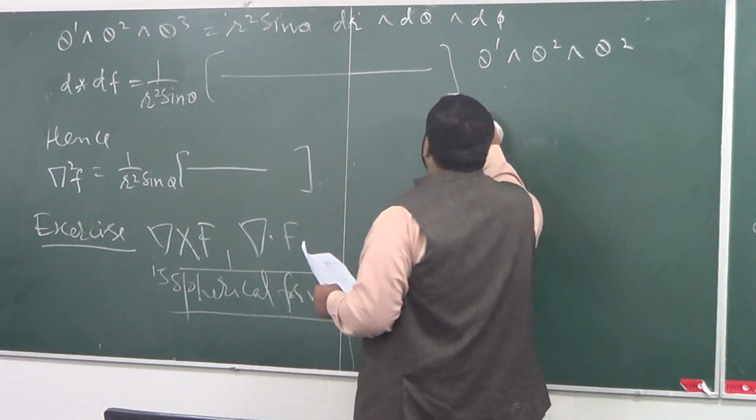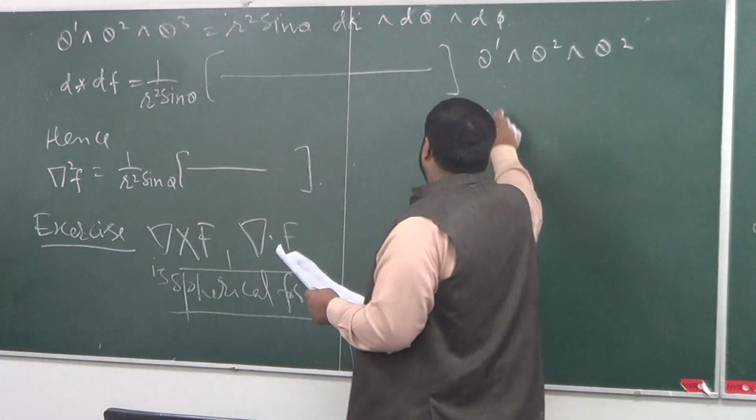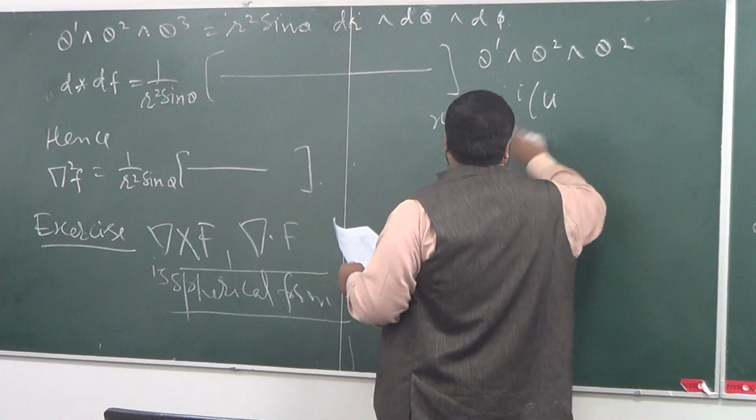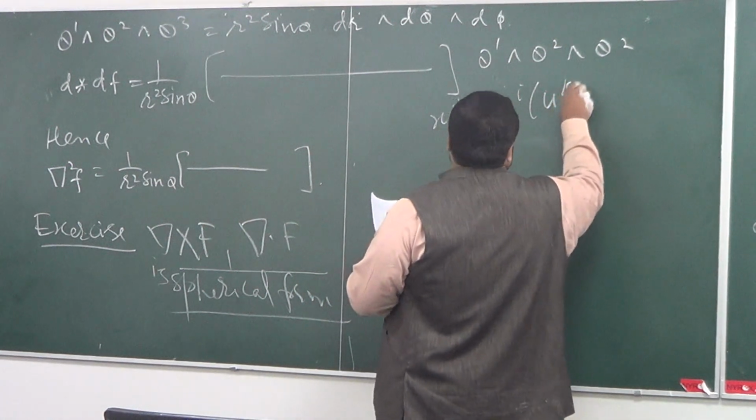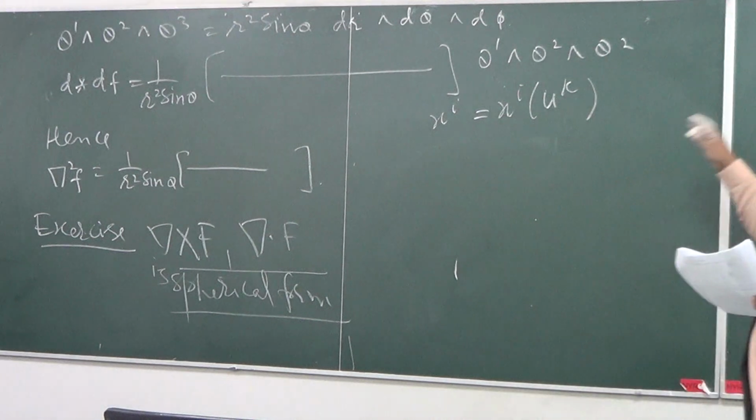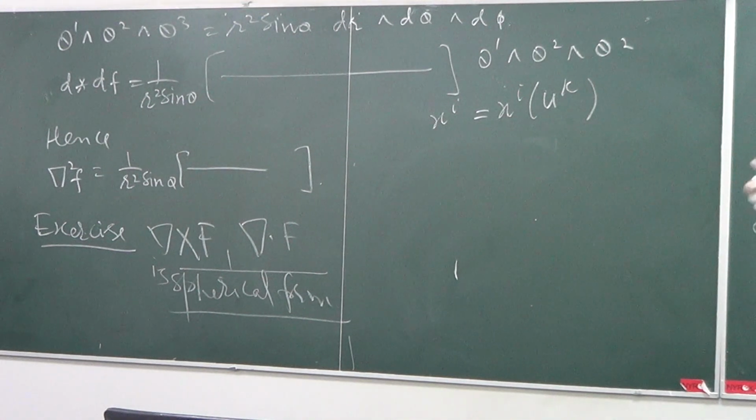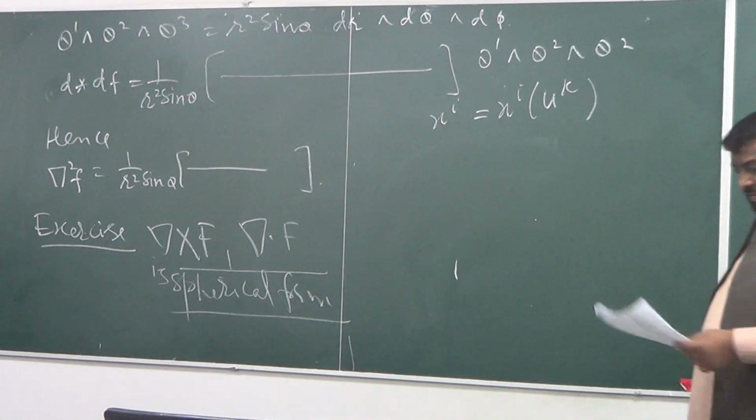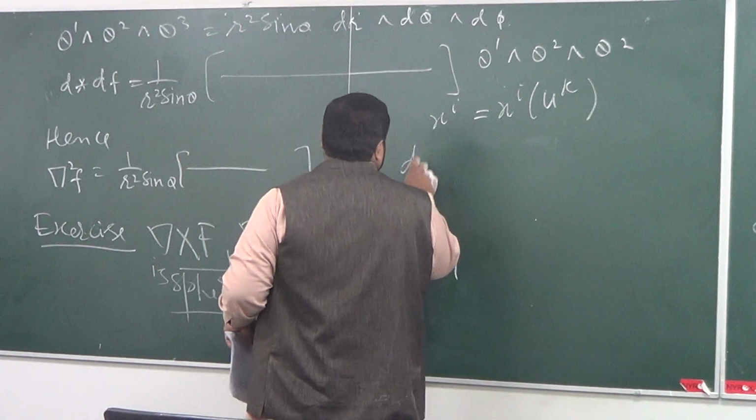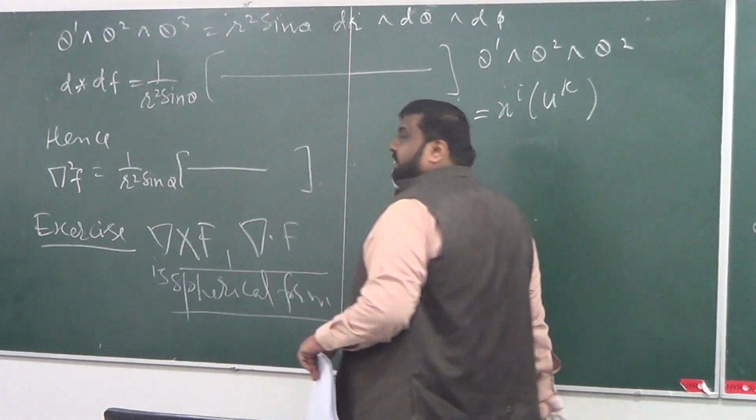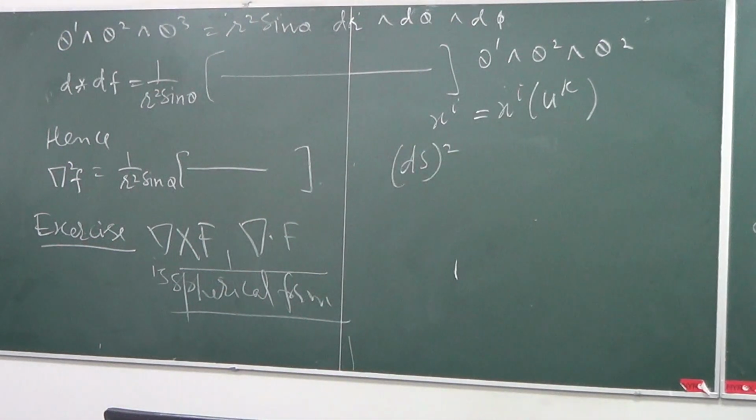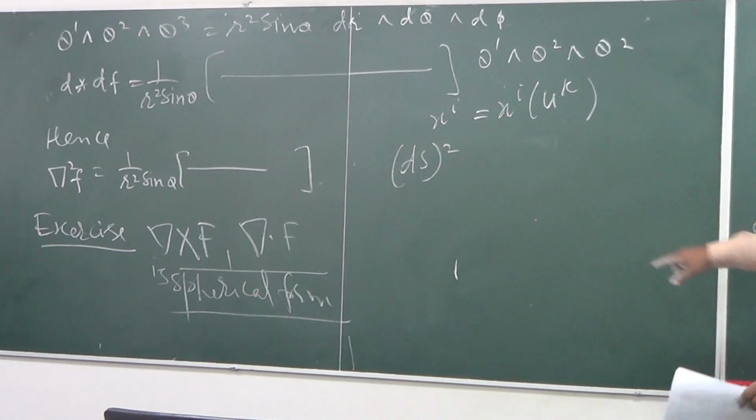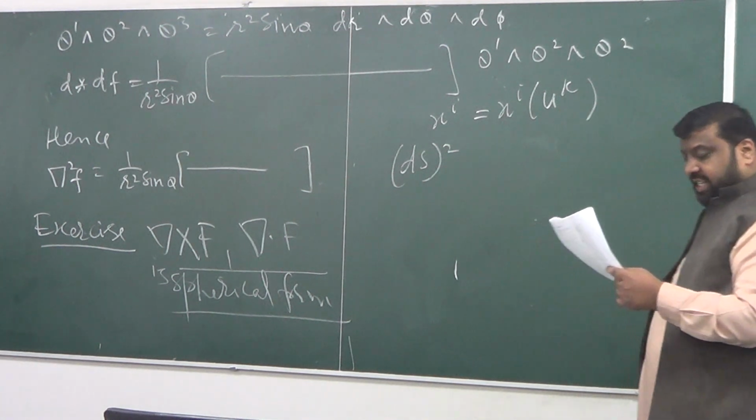Imagine I have the change of transformation x^i of u^k, where i is 1, 2, 3 ... n and k is also 1, 2, 3 ... n. So x1 is x1 of u1, u2, u3 ... un, and x2 is x2 of u1, u2, u3 ... un, so on and so forth. Okay. And imagine I have an abstract line element. So how is that abstract line element going to look in these new coordinates?